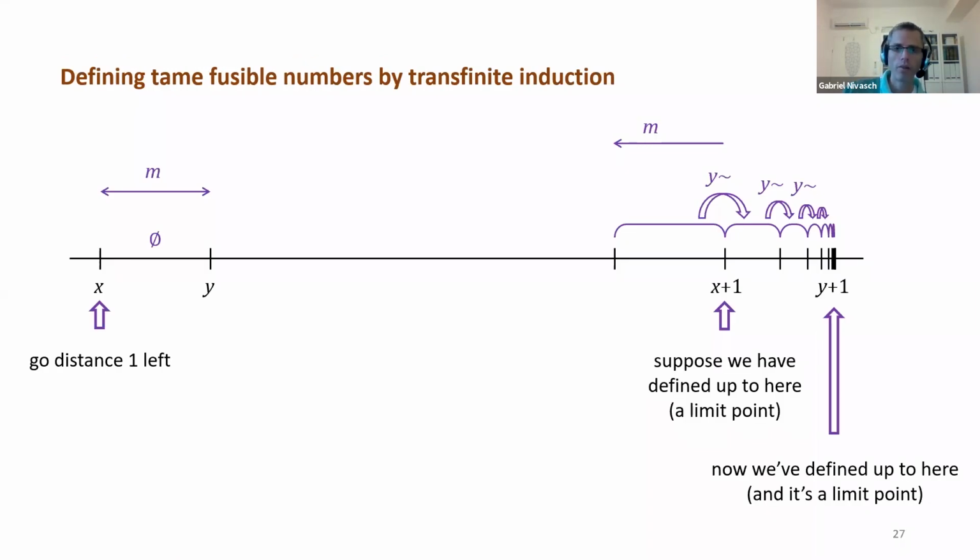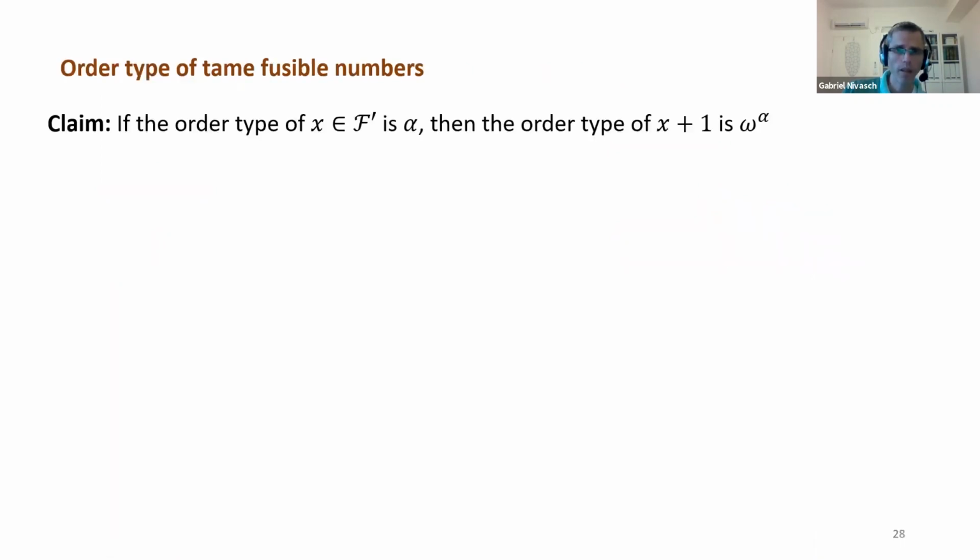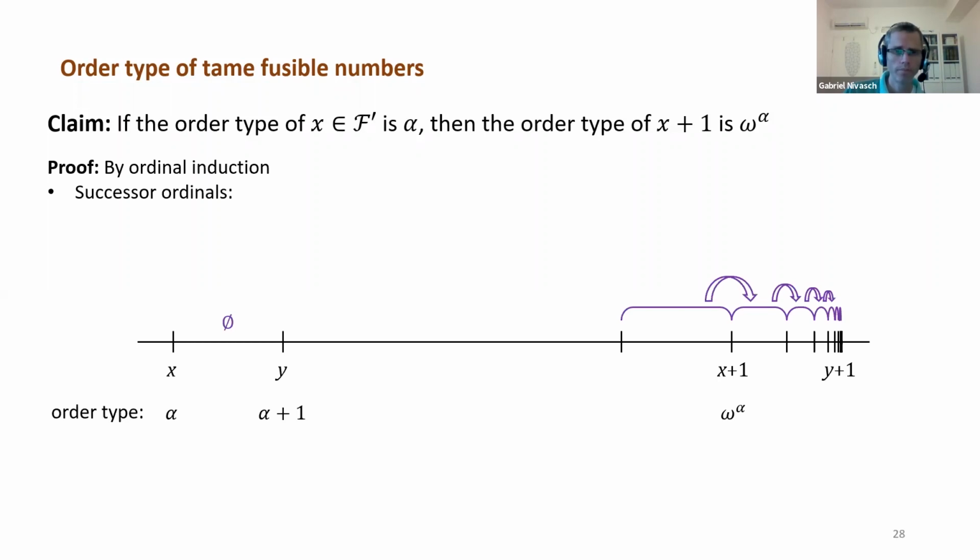And now let's see what their order type is. So we first claim that if the order type of x is alpha in the tame fusible numbers, then the order type of x plus 1 is omega to the alpha. The proof is by ordinal induction. So suppose that the order type of x is alpha, and the order type of x plus 1 is omega to the alpha, and let y be the guy that comes after x. So the order type of y is alpha plus 1. And we want to prove that the order type of y plus 1 is omega to the alpha plus 1. Okay, this is the induction step that we want to do.